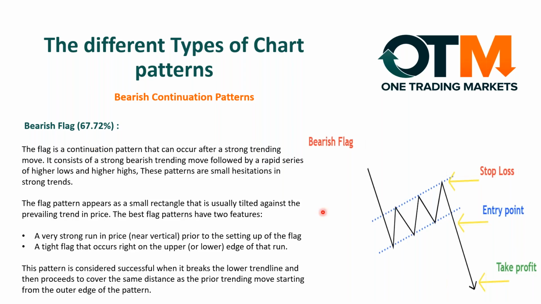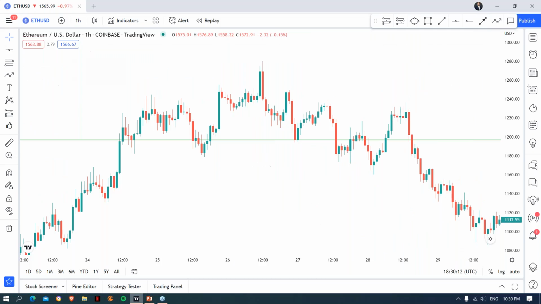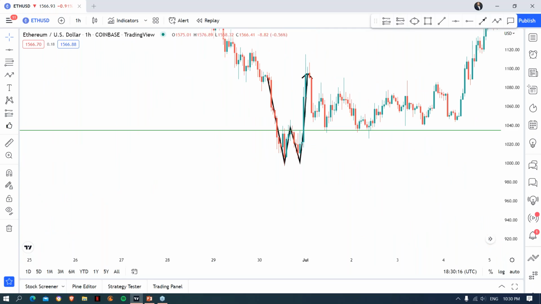It's called a flag because it's similar to a flag. Notice how strong the movement is. It's not like a wedge, so the prices here are not getting closer to each other. It's just a flag. It basically appears as a small rectangle that is usually tilted against the previous trend in price. Now the best flag patterns have 2 features. The first one is a very strong run in price, like we said, near vertically. If you look at our charts here, we've got to find some kind of pattern here for a flag.